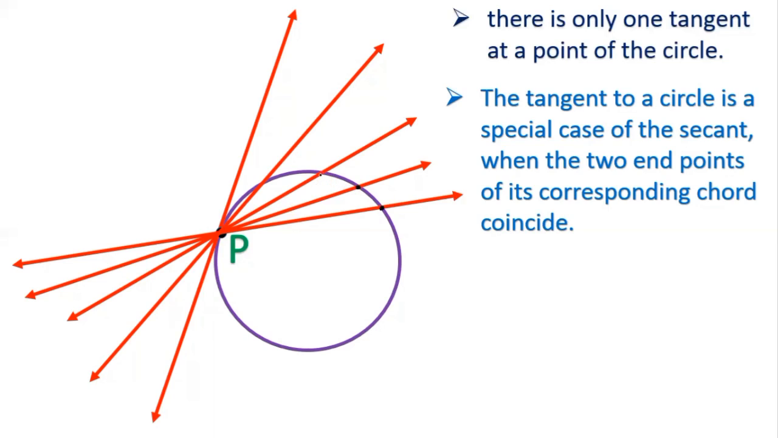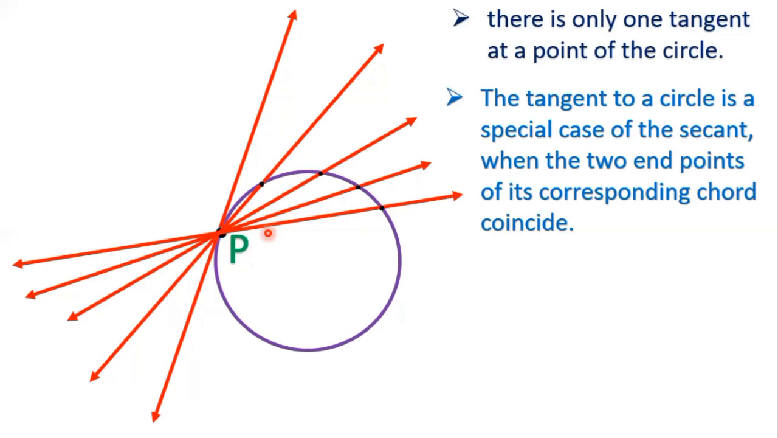Now observe the third line, observe the corresponding chord of the secant. Observe the length of the chord. Length of the chord is decreasing. See there, length of the chord is decreasing.